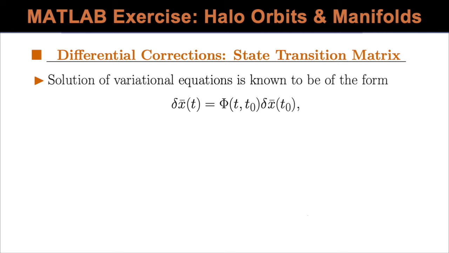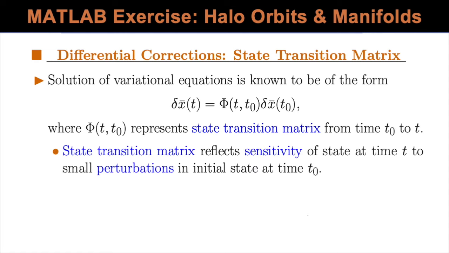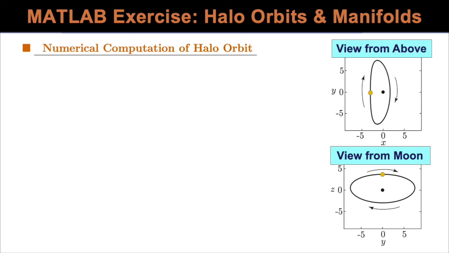All right, so we've already seen this before. This is one way to write the solution of the variational equation, so how small departures from some reference trajectory propagate from some initial departure. It's all encoded in this thing called the state transition matrix from the initial time, t naught, to some current time, t. And yeah, it reflects a sensitivity. But how do we use this?